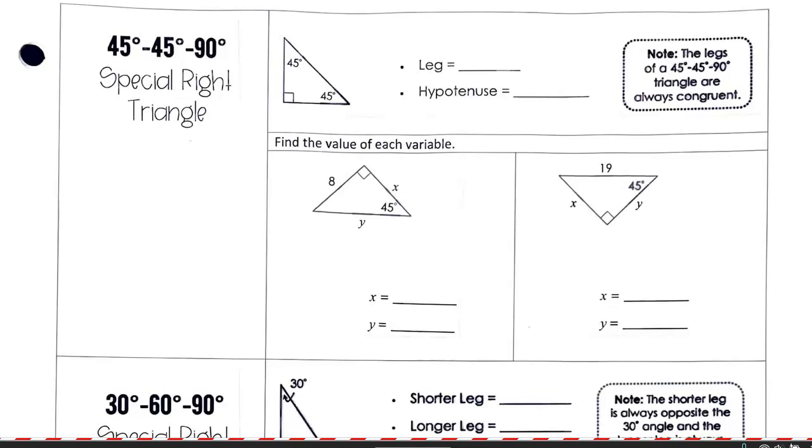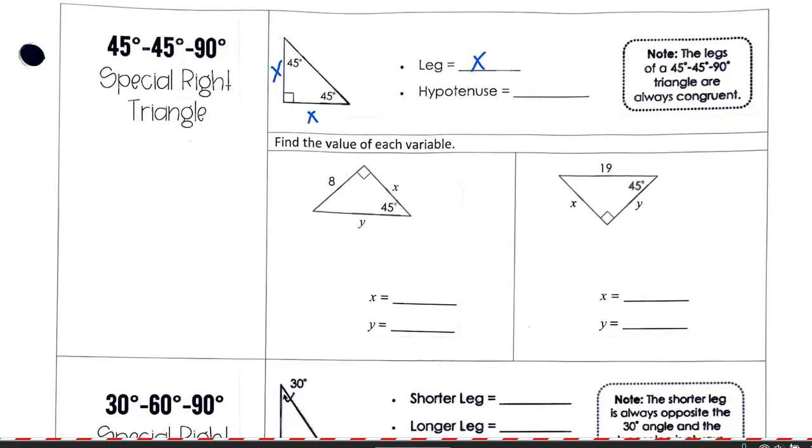The first one is when you have a right triangle that has a 45, 45, 90 degree. That means that two of the angles are 45 degrees, and then, of course, it's a right triangle, so we have a 90-degree angle. So we have these special ratios, and you'll see this note that says the legs of a 45, 45, 90 are always congruent. Each leg across from that 45 angle, we call x.